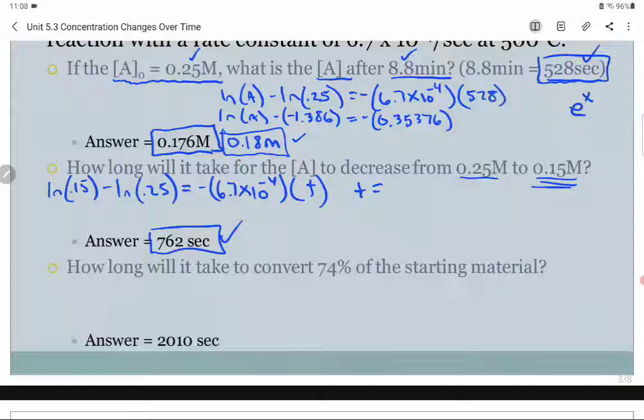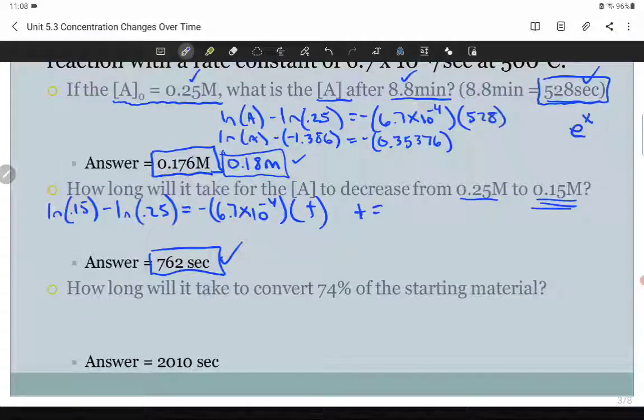How long will it take to convert 74%? Well, now we don't have a molarity. That's okay. So let's talk about what that means. So if we started off with 100%, if we convert 74%, how much do we have left? We have 26% left. So I'm going to put start, and it's not really a finish, but at this point in time, it's 26% left over.